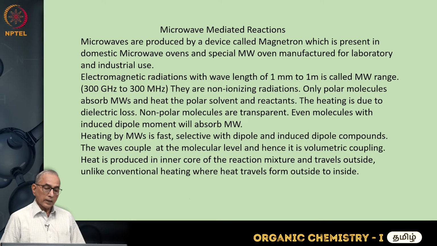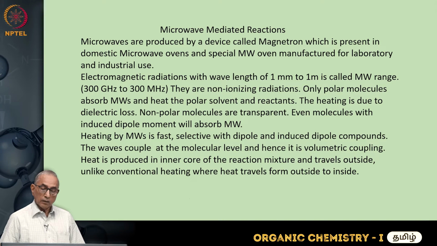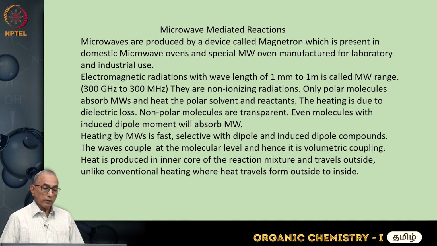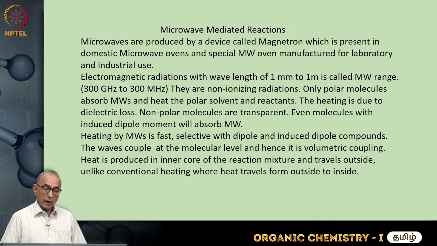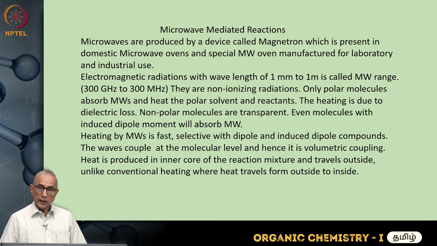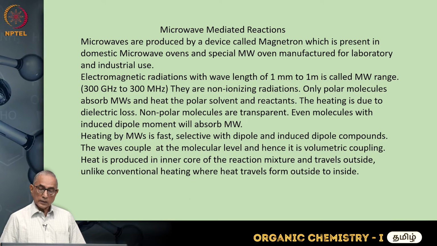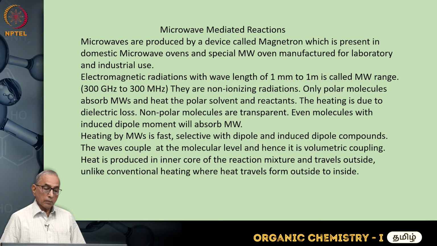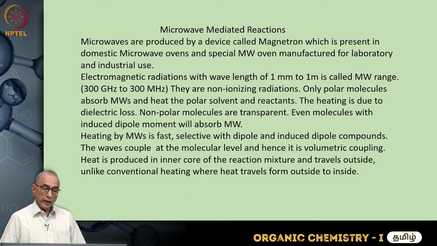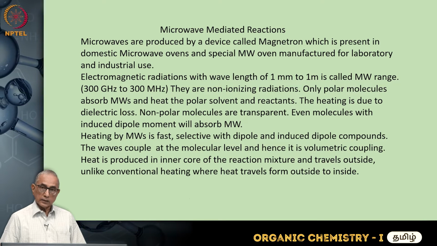The electromagnetic radiations on the wavelength 1 millimeter to 1 meter. This is called the microwave range, that is 300 gigahertz to 300 megahertz. They are non-ionizing radiations. The air pass பண்ணாக்க ions எல்லாம் form ஆகுது. Only polar molecules observe microwave and heat the polar solvent and the reactants.